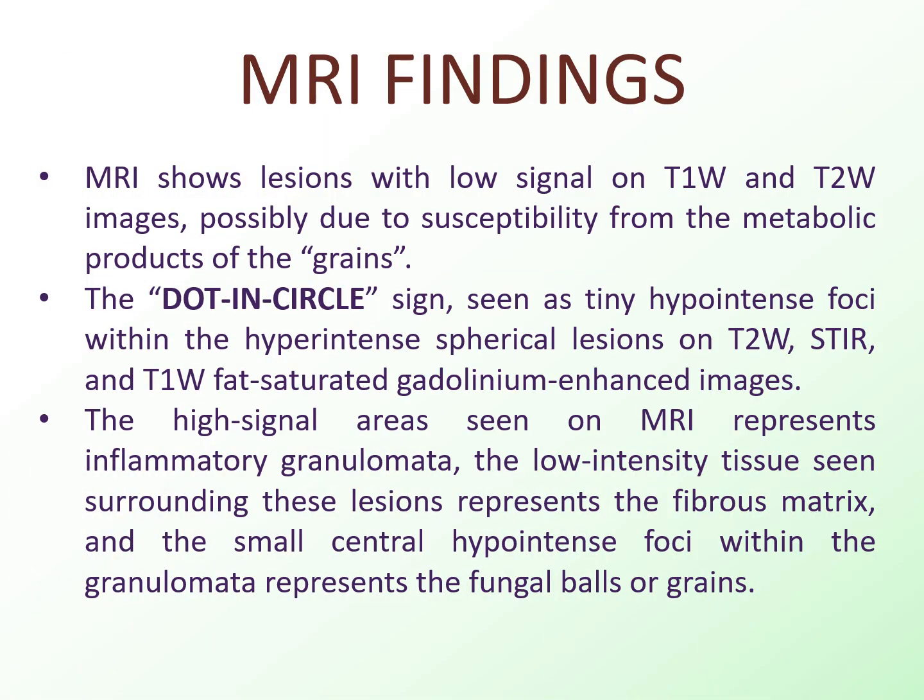MRI findings. MRI shows lesion with low signal on T1 weighted and T2 weighted images, possibly due to susceptibility from the metabolic product of the grains. The dot in circle sign is seen as tiny hypointense foci within the hyperintense spherical lesion on T2 weighted and T1 weighted fat saturated gadolinium enhanced images. The high signal areas seen on an MRI represent the inflammatory granulomata and the low intensity tissue represents the fibrous matrix. The small central hypointense foci within the granulomata represent the fungal ball or a grain.